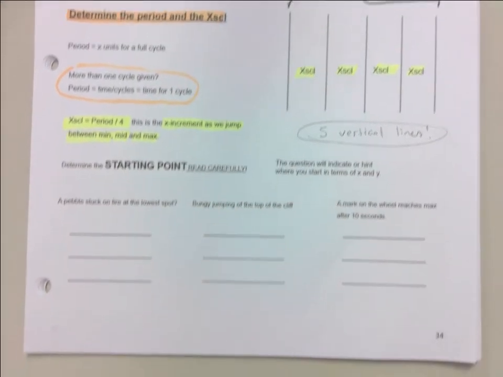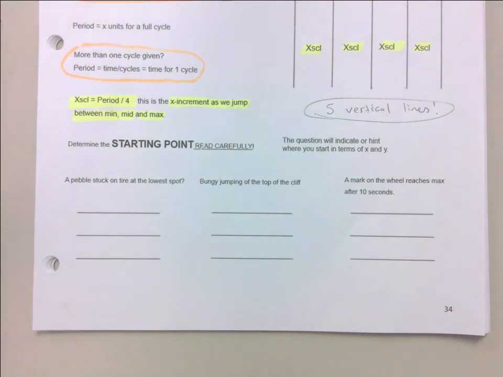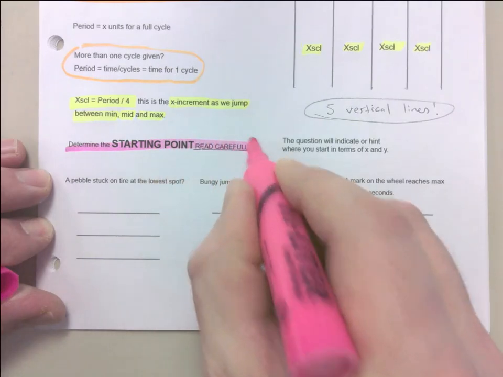And the last thing is this starting point. I'm going to use a different color for that one. Do I have a different color? I do have one. It's hidden here. Determine the starting point. Read carefully.